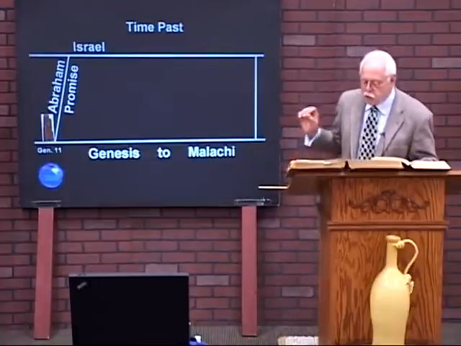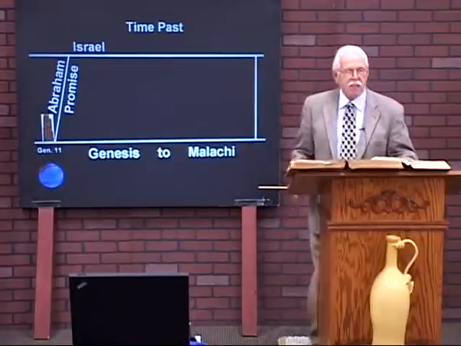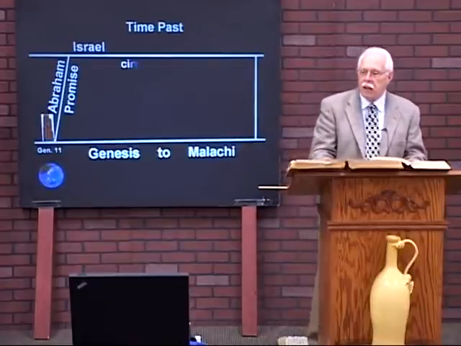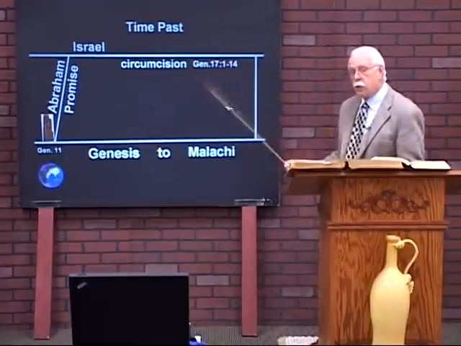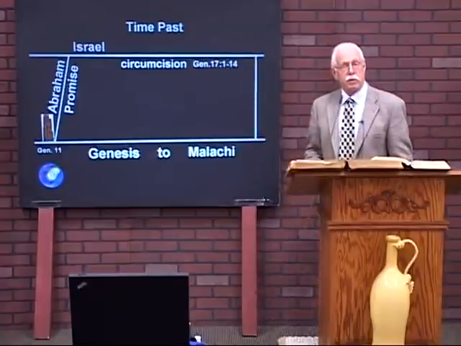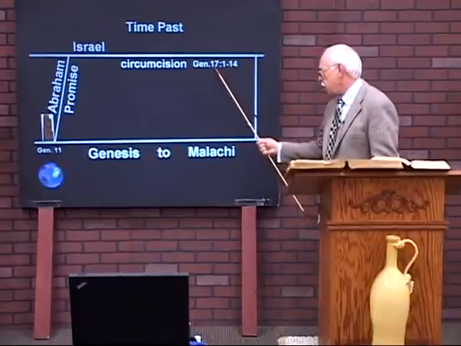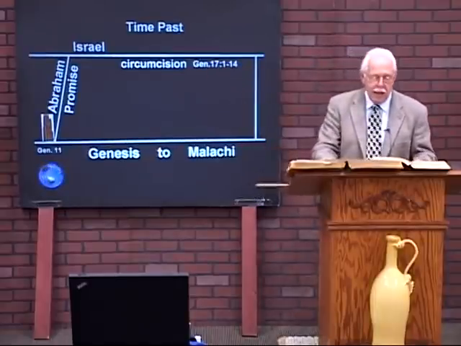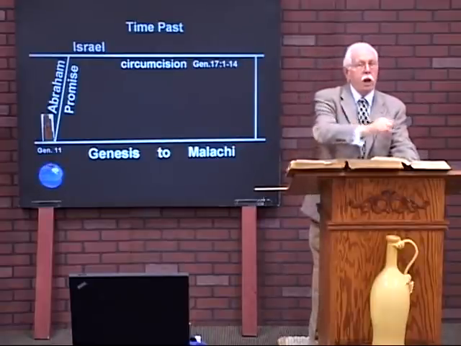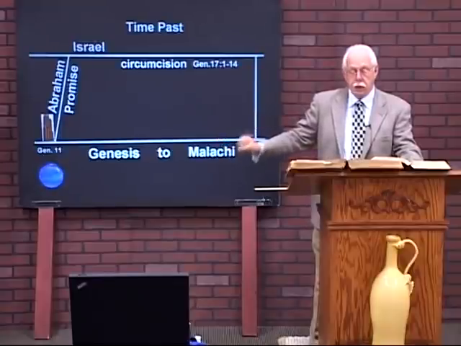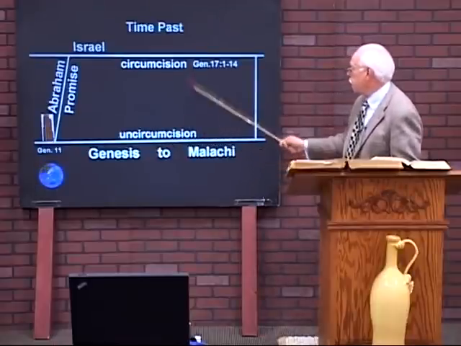And God is so serious about his relationship with this group of people that he makes a covenant exclusively with them. That covenant is the covenant of circumcision, and it's found in Genesis chapter 17, verses 1 through 14. I will not read all those verses, but this section ends with those who are not circumcised will be cut off. And God makes a difference between the circumcision and the uncircumcision.